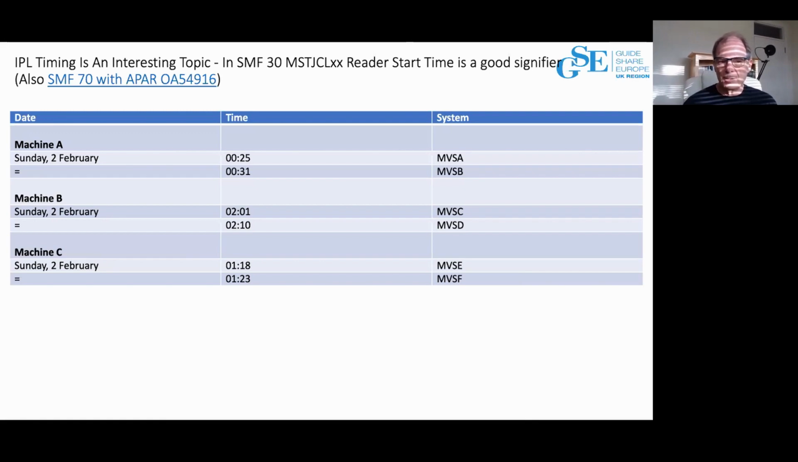There's a relatively recent APAR for SMF70 RMF, which actually will give you the solid IPL time and date. So that's kind of handy. I don't think I'm about to change my code because it works just fine. But if you want an easy way and you don't want to mess with SMF30 for this purpose, you can get the IPL time. And you might say, well, I run the shop. I know what the IPL time and date was.